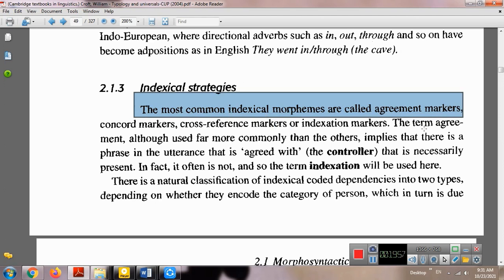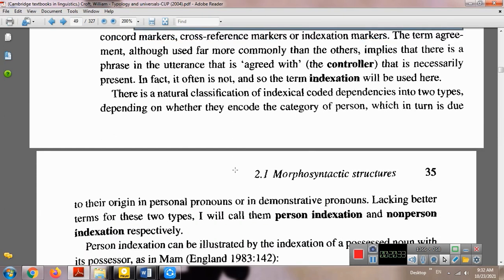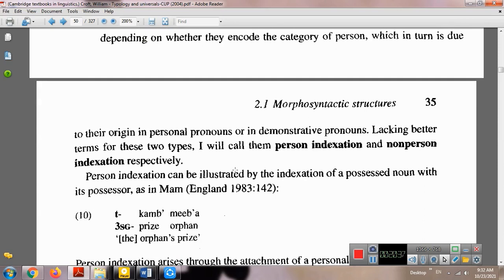You should know them. The term agreement, also used far more commonly than the others, implies that there is a phrase in the utterance that is agreed with the controller, for example, that is necessarily present. In fact, it often is not, and so the term indexation will be used here. There is a natural classification of indexical coded dependencies into two types, depending on whether they encode the category of person, which in turn is due to their origin in personal pronouns or in demonstrative pronouns. Lacking better terms for these two types, I will call them person indexation and non-person indexation respectively.